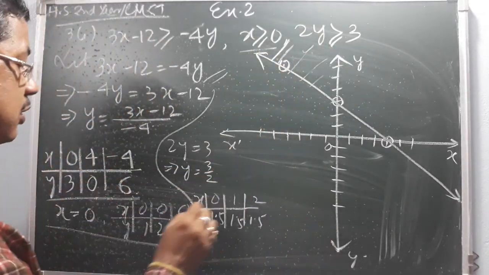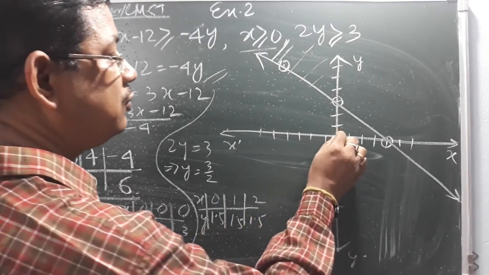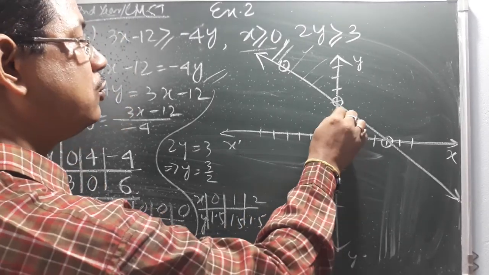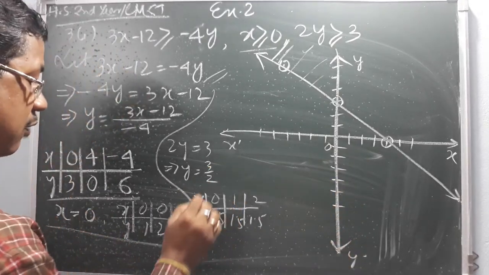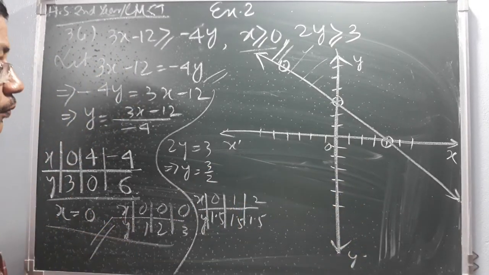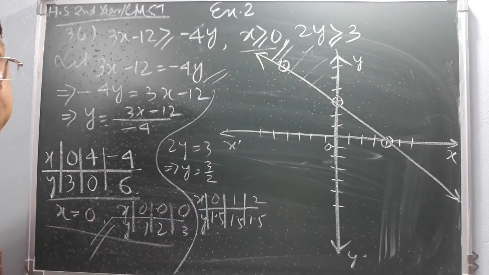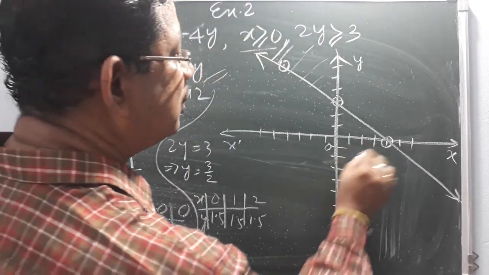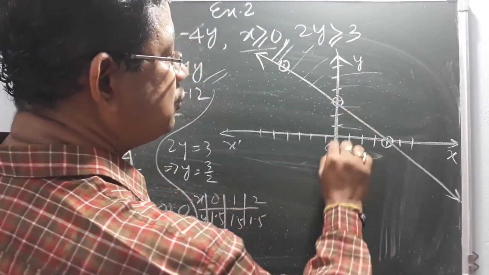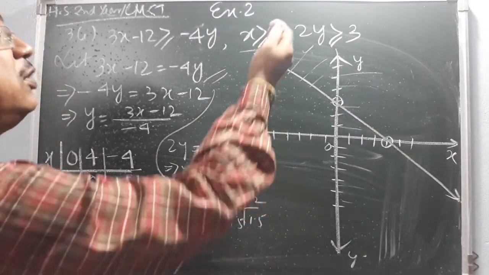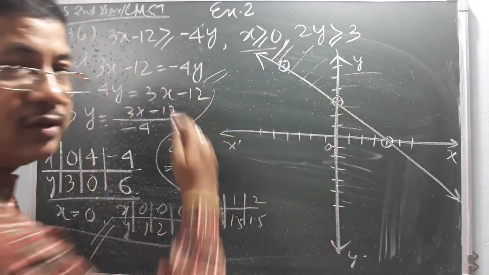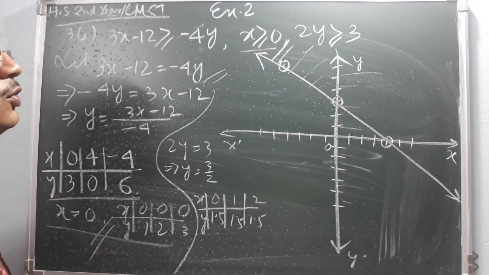Now x greater than or equal to 0: here (0, 1), (0, 2), (0, 3). So of course this straight line is our graph of x equal to 0. X greater than 0 means all the values on this side, so this portion is our graph. If it is x less than 0, we have to take that side of the y axis.